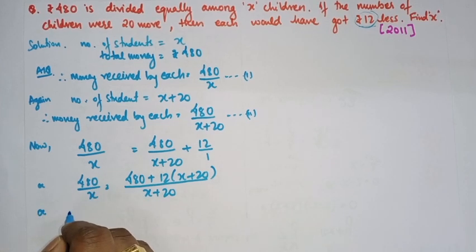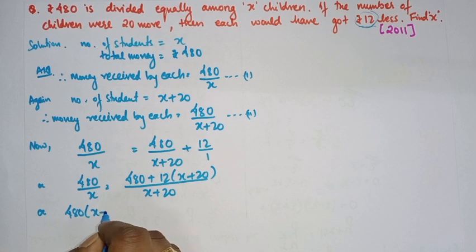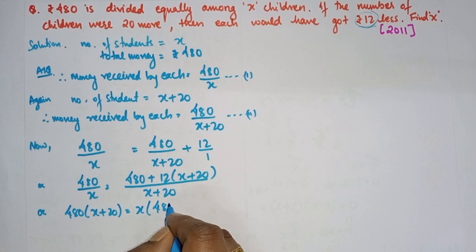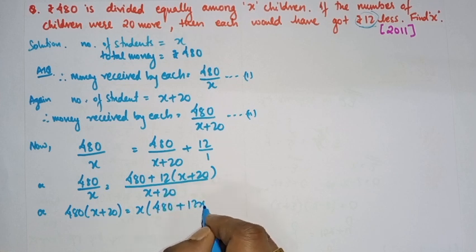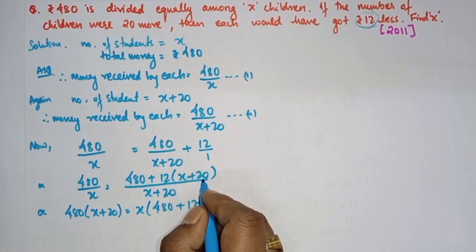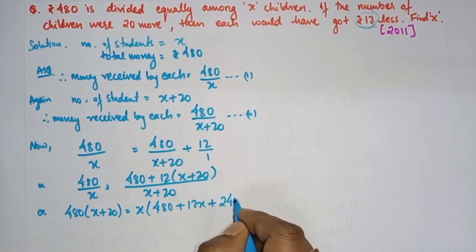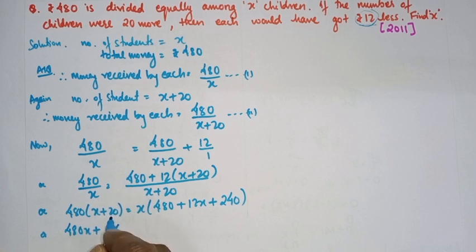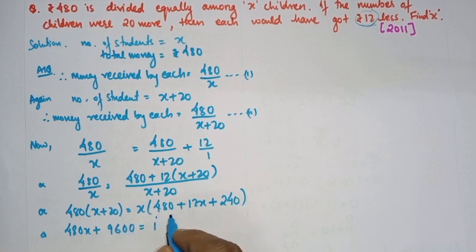So it will be 480 into X plus 20 equals to, this X will go that side, X. This is your 480 plus 12 into X, 12X plus 12 into 20. 12 2s are 24, that means 240. It will be like this. Now 480 into X, it will be 480X plus 480 into 20, so 2 8s are 16, 4 2s are 8, 9, that is 9600, equals to, this will be 480 plus 240. So how much it will be?